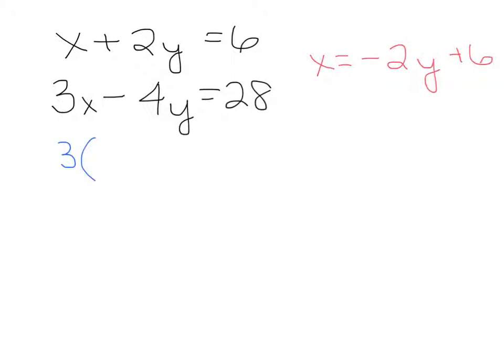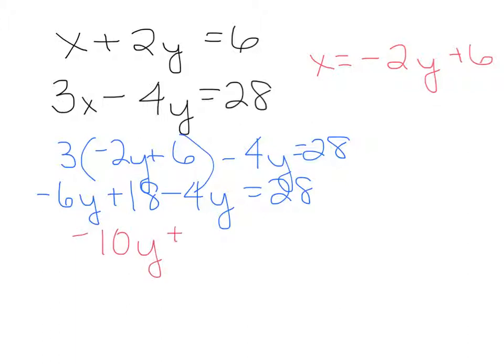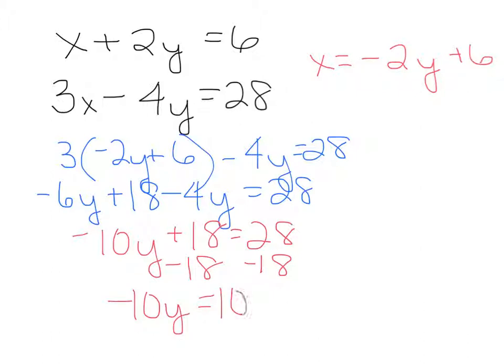So we have 3 times negative 2y plus 6 minus 4y equals 28. So you have negative 6y plus 18 minus 4y equals 28. So this leaves you with negative 10y plus 18 equals 28. You subtract 18 from both sides. You have negative 10y equals 10. So your y equals negative 1.